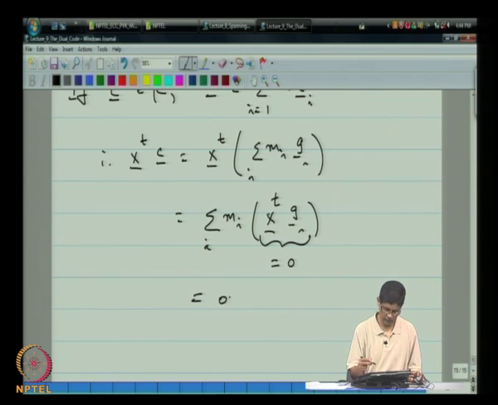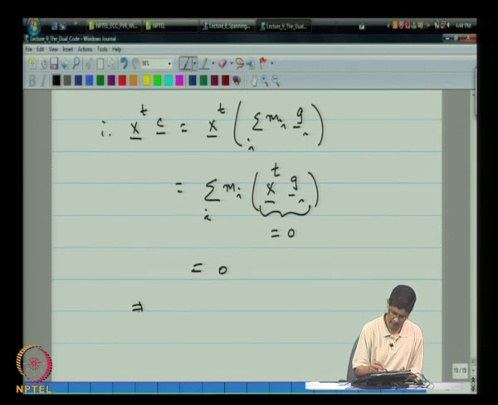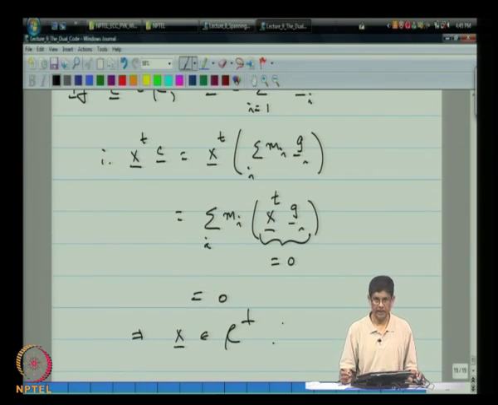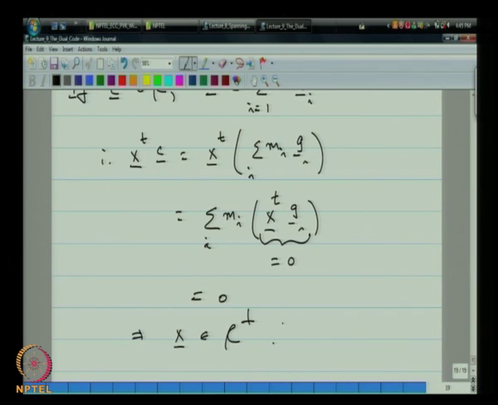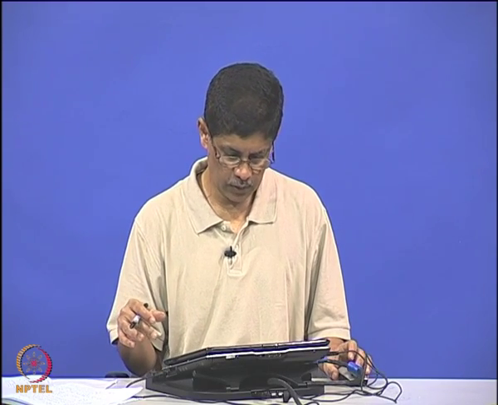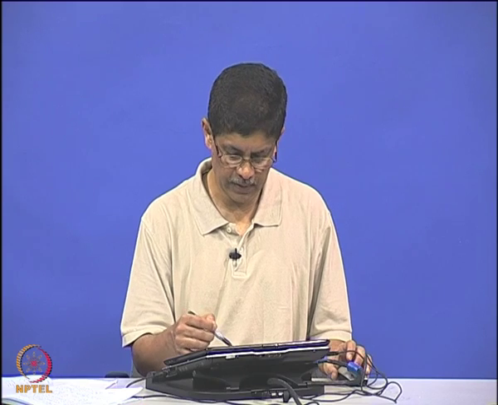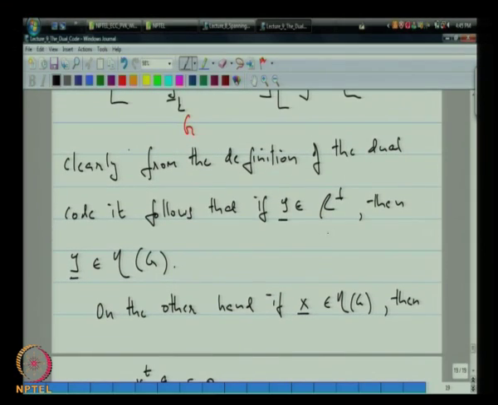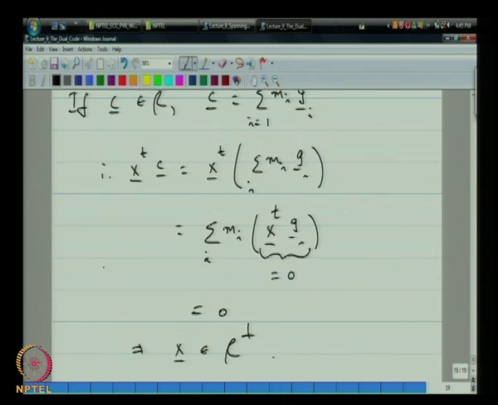So, this entire thing is 0, which shows that X belongs to the dual code. This is just by linearity. If the inner product of X is 0 with every row of the generator matrix, it follows that its inner product is 0 with every code word. So, what that proves is that if X is in the null space, it belongs to the dual code, and earlier we showed that if something belongs to the dual code, it belongs to the null space. So, that proves the theorem.